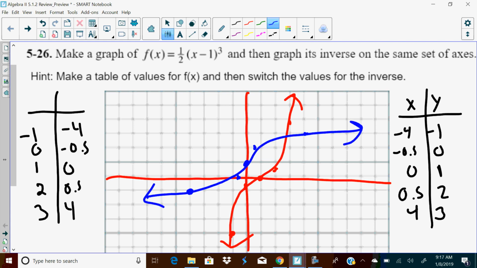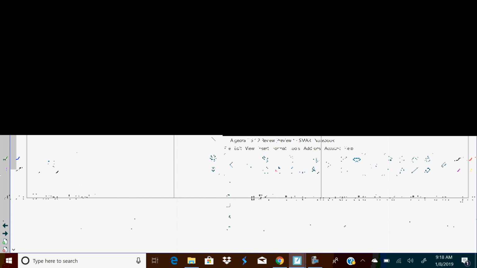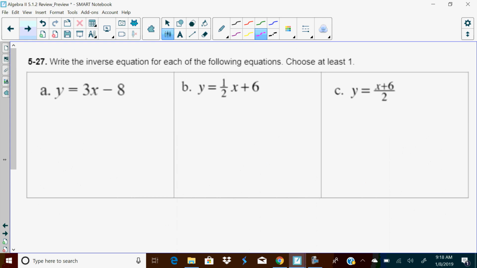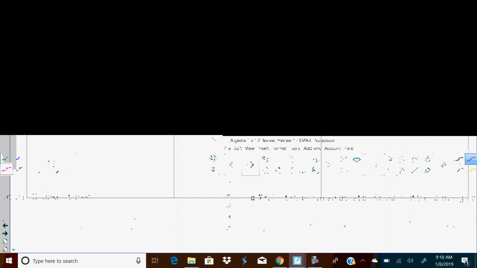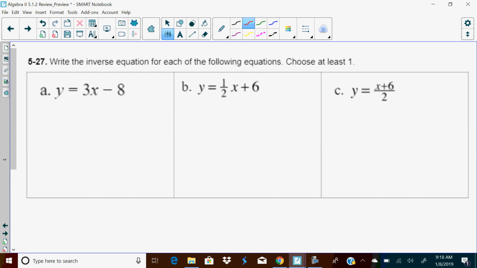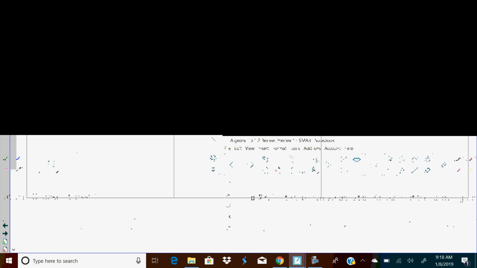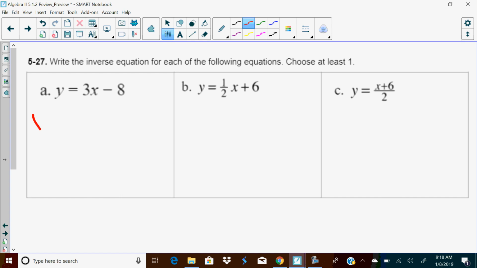And if you notice, just like we talked about yesterday, and you didn't have to draw this in, y = x is going to be the line of symmetry. So then problem 27 says write the inverse equation for each of the following. You only had to choose to do one, and you're just doing this by undoing. So like 3x minus 8, if I went to solve that, I would add 8 and divide by 3. So my inverse function, I'm going to make it y, -1 would be x plus 8 divided by 3.